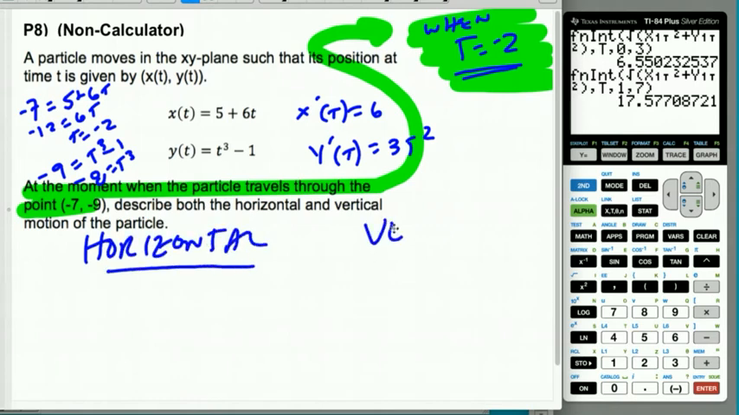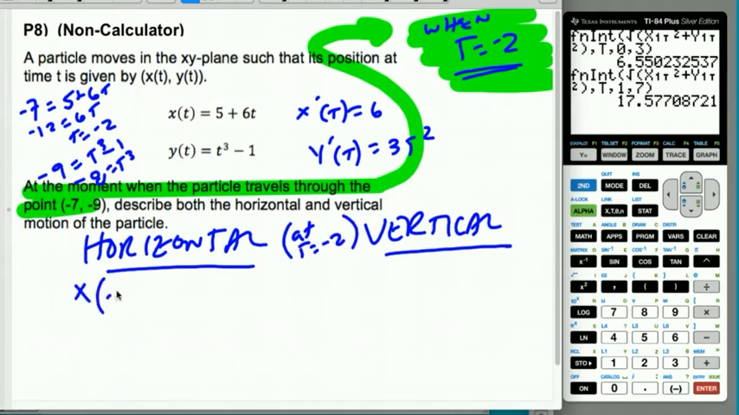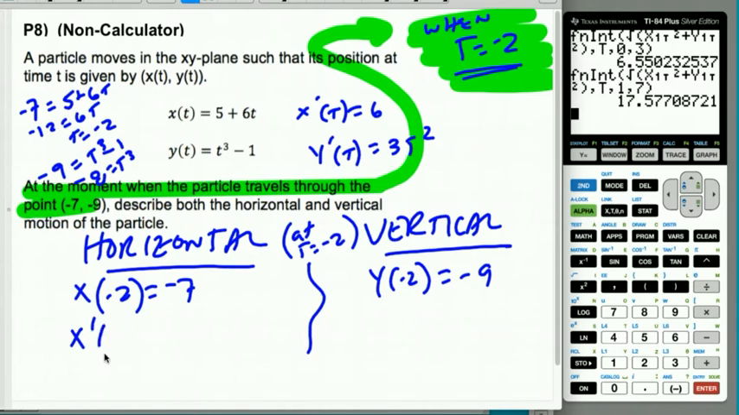So when we talk about my horizontal motion, and we talk about my vertical motion, here's what I know, right? So all of this is at t equals -2, right? I know that x of -2 is a -7 because it was given. I know that y of -2 is a -9, right, because that was given. And then I can find x prime of -2. It's a 6 because x prime is always a 6. And y prime of -2 is going to be a 12. So here's what I know.